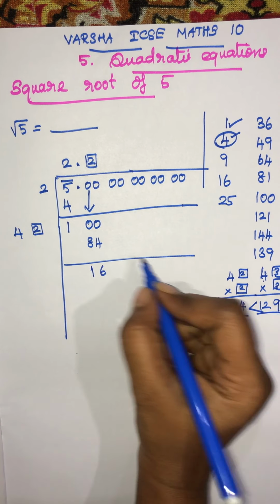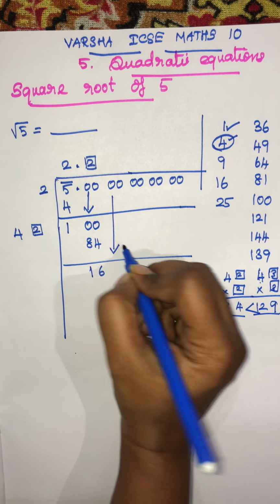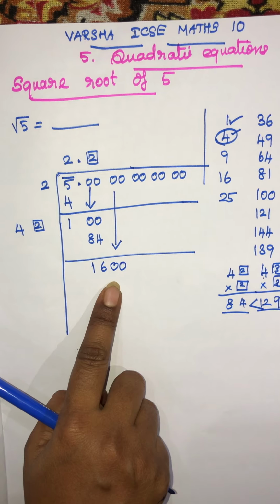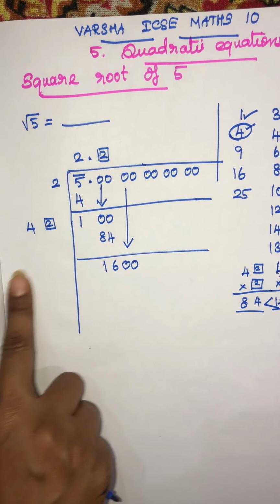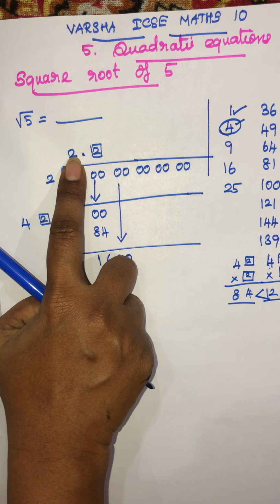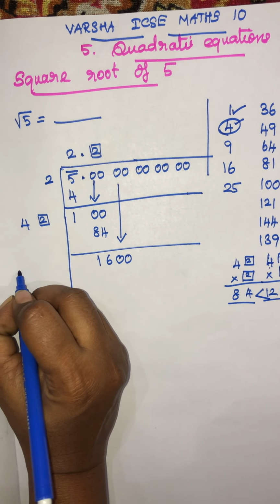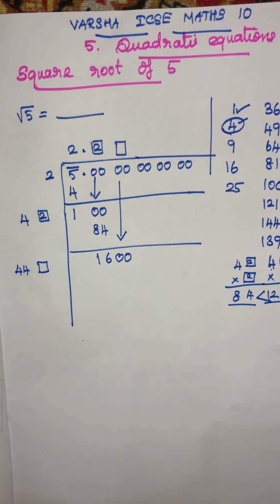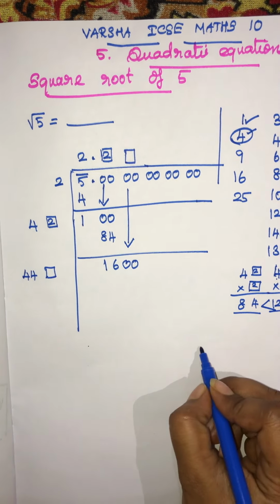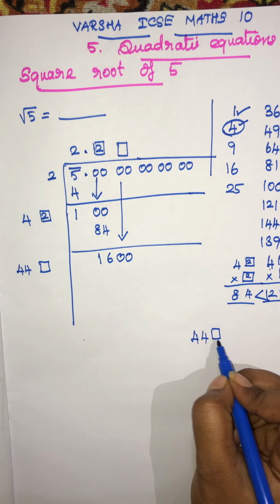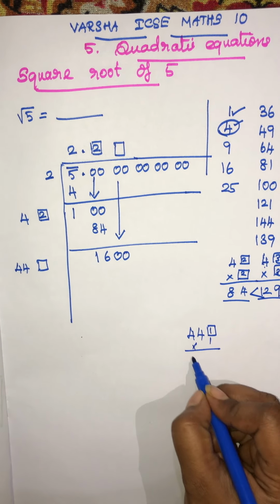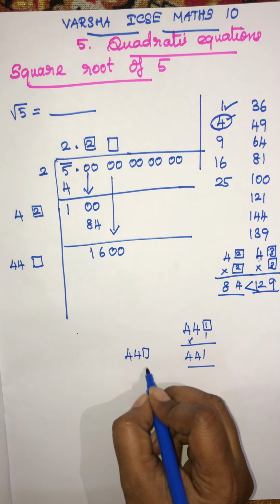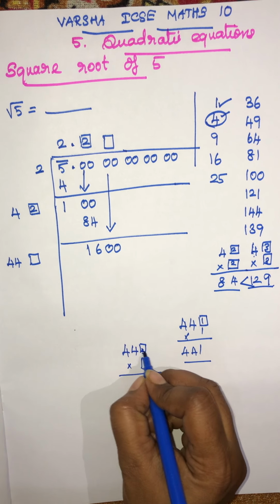Now the next pair of zeros, the decimals. So this is 1600, and go to this side. How will you get this pair? What is your number? 22. When you multiply 22 by 2, you get 44, and give a box. Now find 44 box. If we give 1, that is 441. 44 box.